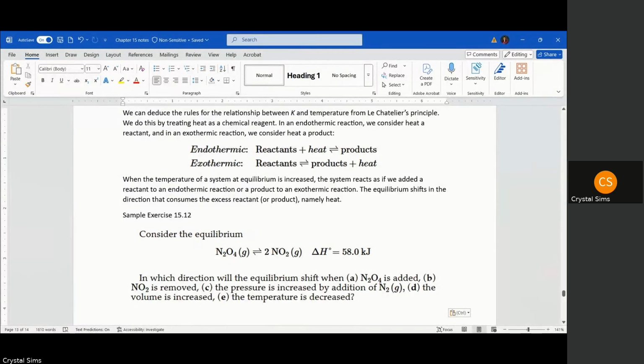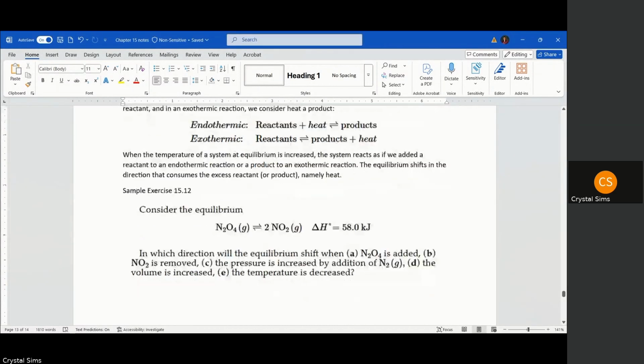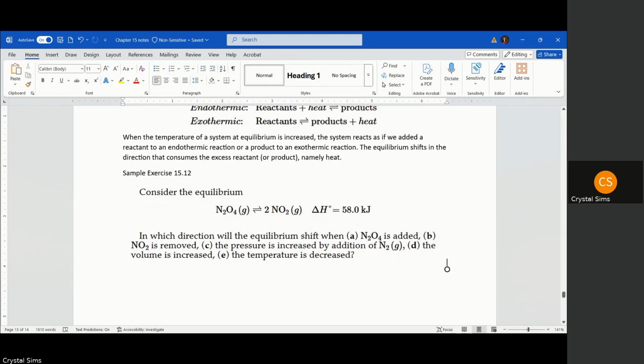So here is the question. We have a chemical reaction at equilibrium, and it says, in which direction will the equilibrium shift when? And they've given us 4 different scenarios here for the shift in equilibrium. So the first one says, in which direction will the equilibrium shift when N2O4 is added?